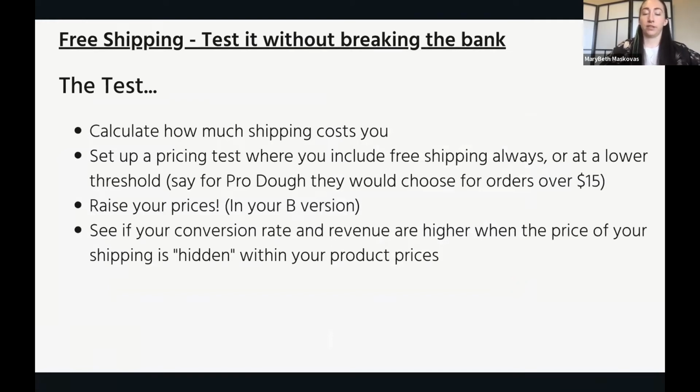And this always comes down to different clever pricing options, and also what is best for the customer and what makes the most sense for the customer based on your cart size. Another one that I've seen that sometimes bums me out is where an average check for your product is maybe around $50 and you only offer free shipping at around $100. There may be some ways that you could have some more tiers in there to make that a little bit more worth it. So the test here that you can try out is calculate how much shipping truly costs you. Set up some pricing tests where you include free shipping always or at a lower threshold.